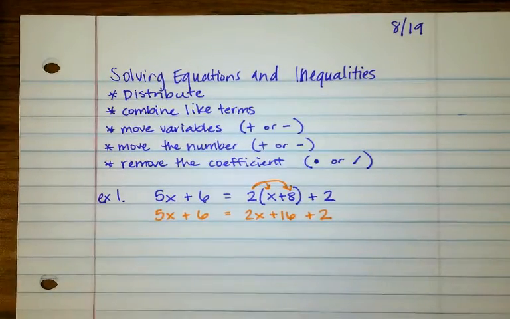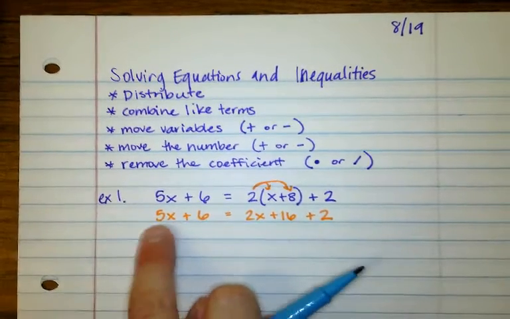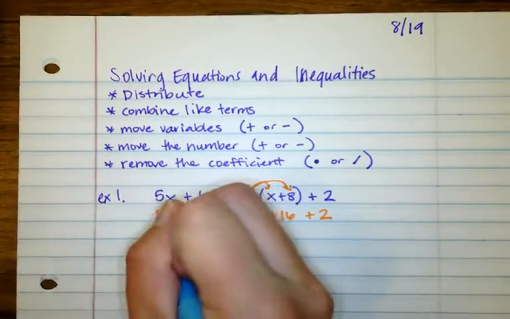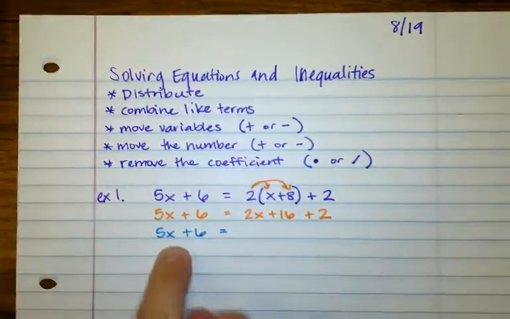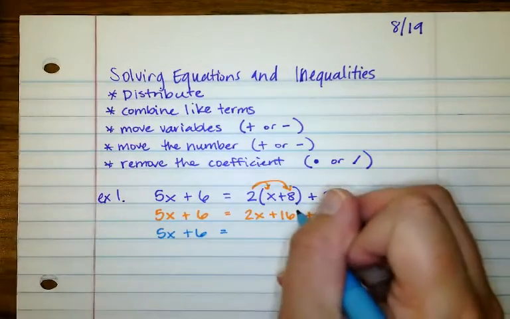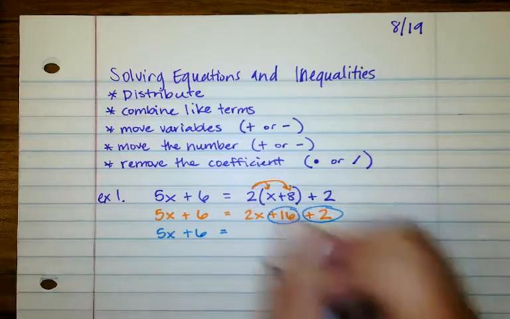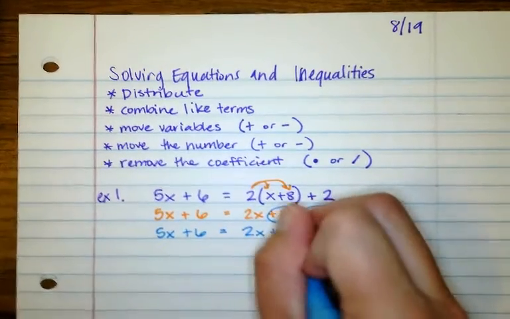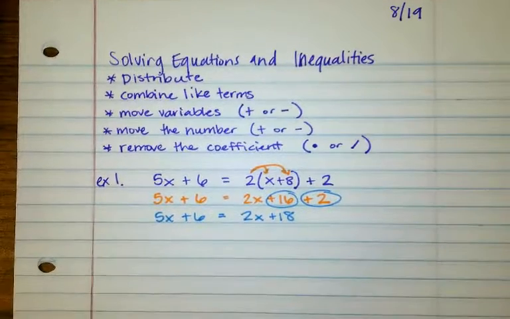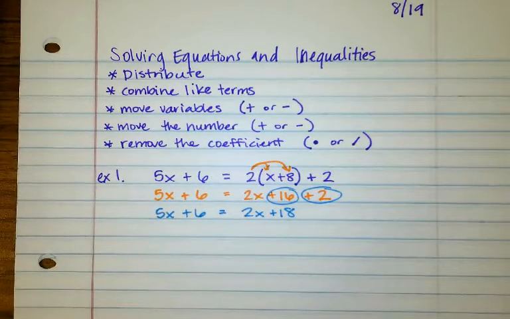Now, we need to decide, do we need to combine our like terms? Well, we don't need to combine like terms on the left, right? It's already done. So I'm going to, once again, bring down my expression on the left. Now, do we need to combine like terms on the right? Yes, we do. We got our 16 and our 2. So this becomes 2x plus 18.